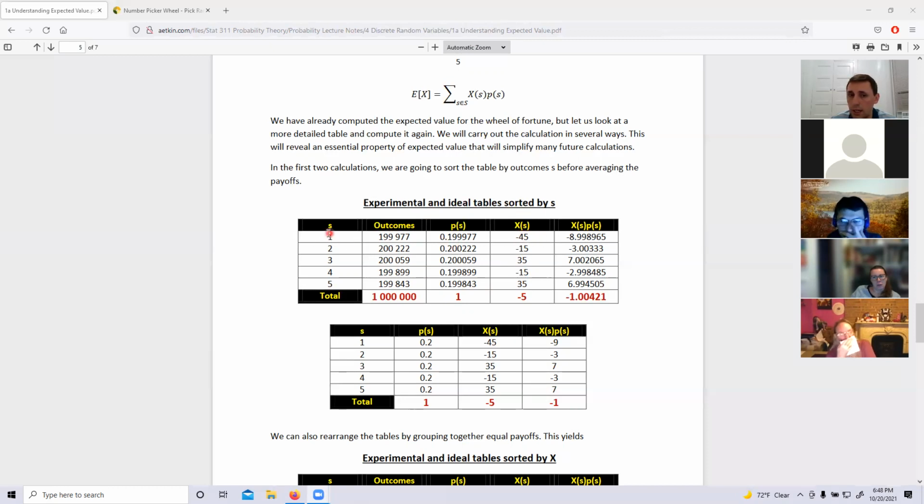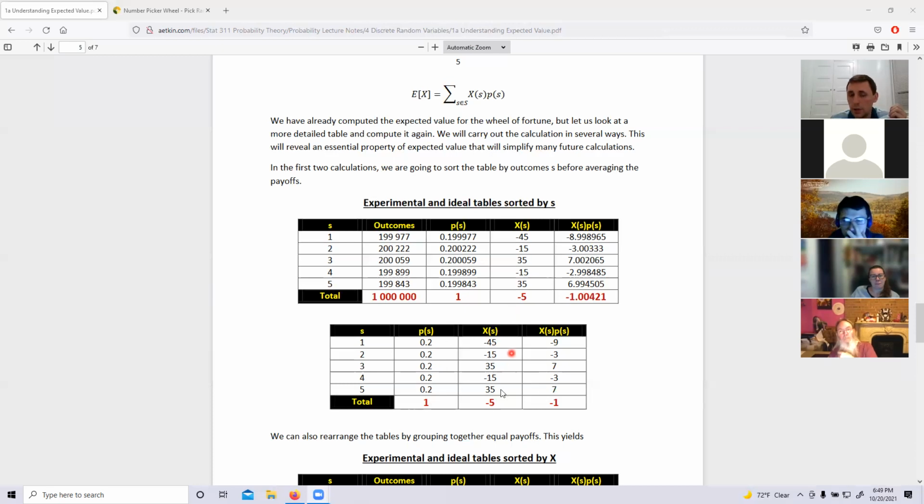1 was relabeled as -45. 2 was relabeled as -15. 3 as 35. 4 as -15. So this is just a relabeling function, yes? And then here you have the product of the score times this probability, yes? It's basically this column times this column. You agree? That number, what does it represent? It represents the average that you got for XS, right? You understand why we need this quantity, correct? And when I add it all up, I get roughly -1.